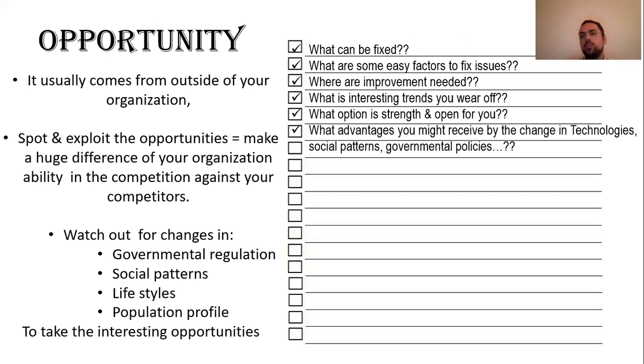Obviously, there are a lot of opportunities, but we need to know which one is good for us. It doesn't expose us to a lot of expenses. By changes in governmental regulations, social pattern, lifestyle, and population profile, how can we take the interest from these changes? We should have some background information about them and try to take the interest as good as possible.